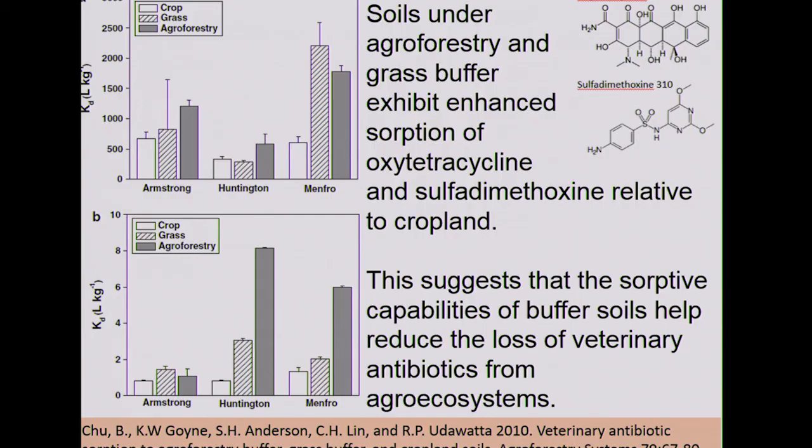This study used 3 different soils, Armstrong, Huntington, Menfro, and looked at the antibiotic bonding capability of different soils. The gray areas represent stronger bonding of antibiotic compared to crop and grass buffers in Armstrong soils, these 2 antibiotics. So that shows when you have an agroforestry or grass buffer system, they can strongly bind antibiotic to the soils and stop those antibiotics getting into the deep water or stream water.